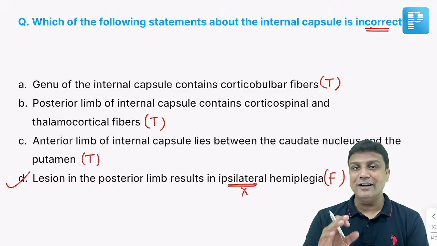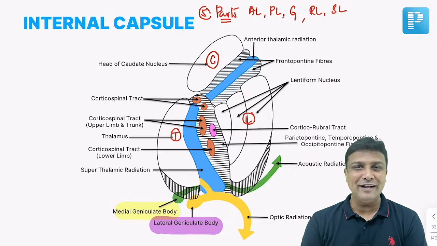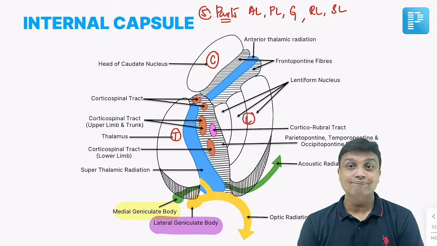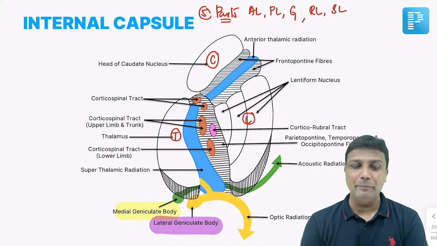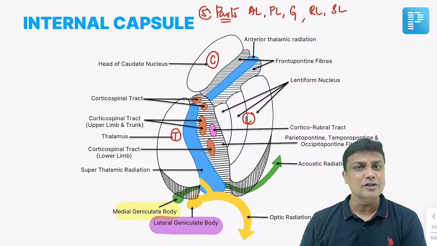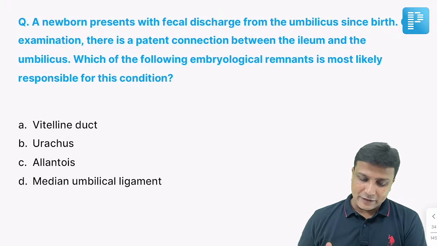So in this manner, we are done with the internal capsule, the parts of the internal capsule, its relations, as well as all the tracts passing through it. And one more thing, of course, we have correlated that with the pyramidal decussation also. So in this manner, the questions can be asked. One more concept is completed. Moving ahead with the next one.